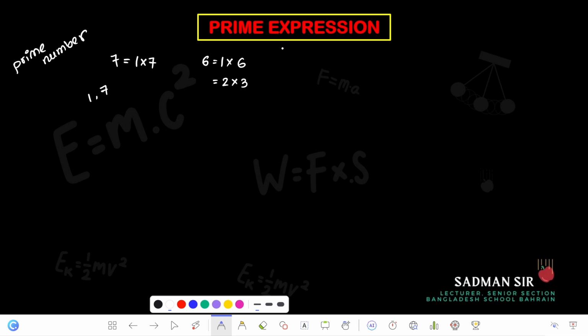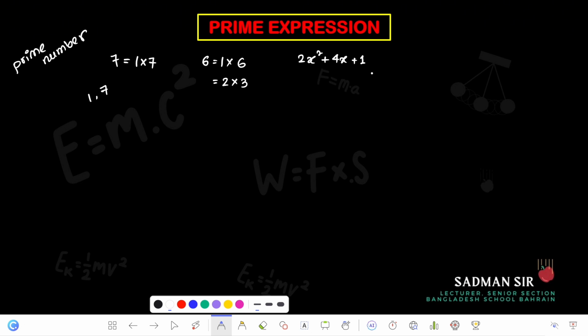Like that, some expressions are there which cannot be factorized other than writing that expression itself and into 1. That means those expressions cannot actually be factorized. So those expressions are called prime expressions. Let us say we have an expression. I give you an expression like this: 2x squared plus 4x plus 1.